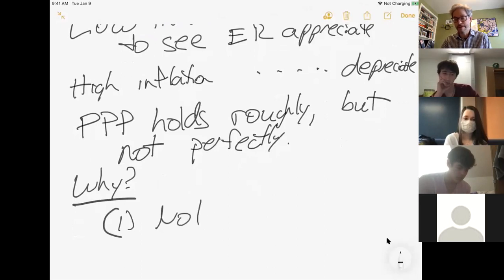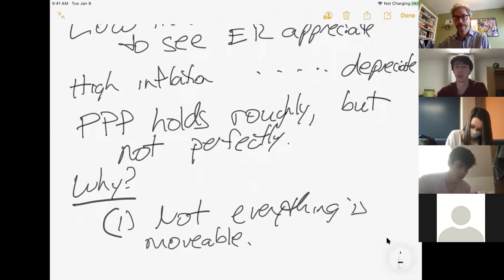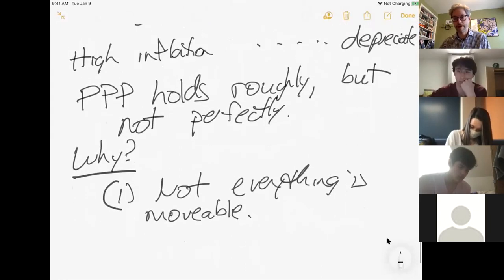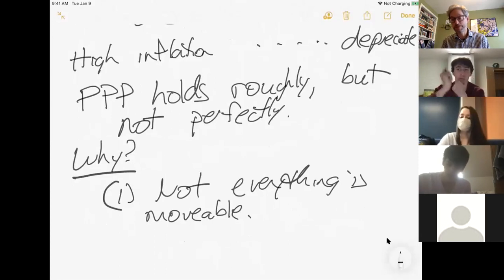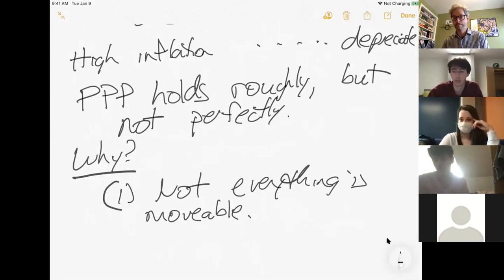Why? Not everything is tradable. Not everything is movable. Why is housing so much more expensive in Chicago? Because you can't really move land from Chicago to Mount Vernon and vice versa, right? I mean, if people could, they would take land and move it to downtown Chicago, but you can't do that. And so as a result, it's not going to be subject to the powers of purchasing power parity. In other words, arbitrage, people shopping around and moving goods around, is not going to be as effective.